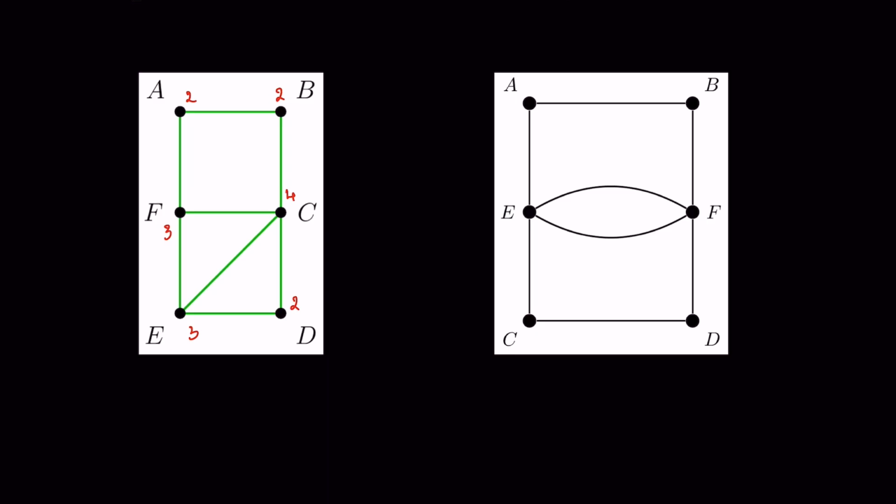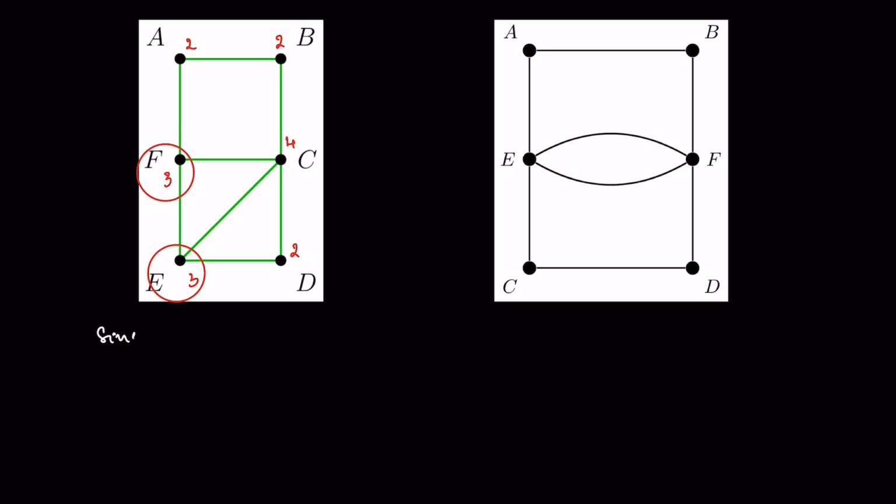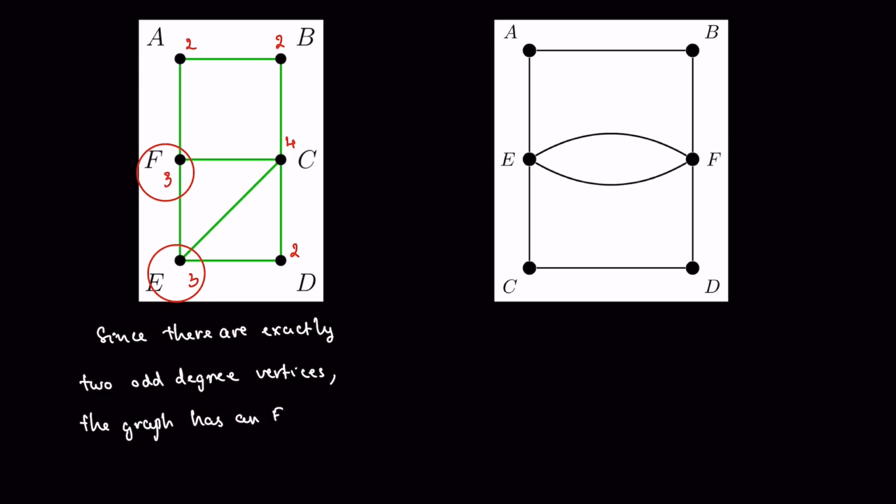By the theorem, a graph G has an Euler path if and only if it has exactly two vertices of odd degree. So in this case, you have two vertices with odd degree, this vertex F and this vertex E. So you can conclude that since there are exactly two odd degree vertices, the graph has an Euler path.